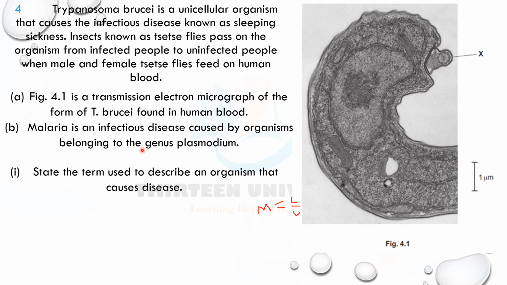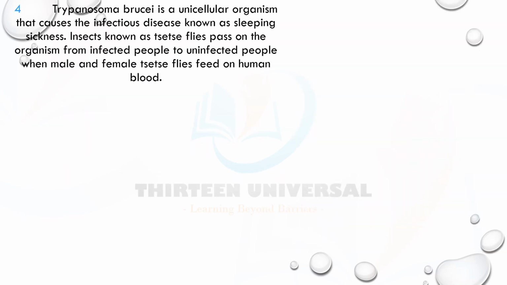Malaria is an infectious disease caused by organisms belonging to the genus Plasmodium. State the term used to describe an organism that causes disease. So what is the term? Pathogen, parasite. They say ignore parasite. Okay, just to be specific, pathogen: a disease-causing microorganism.